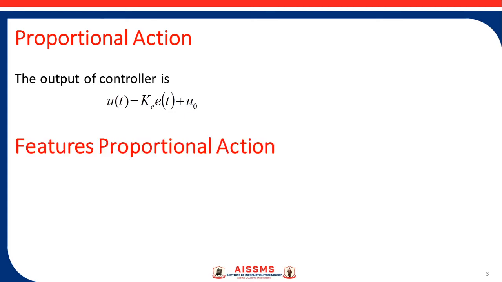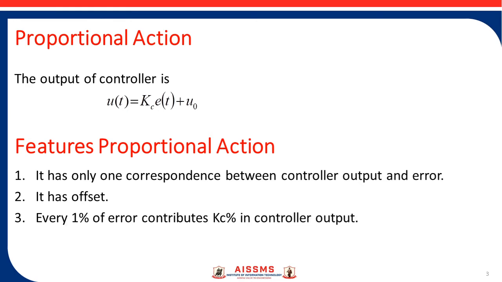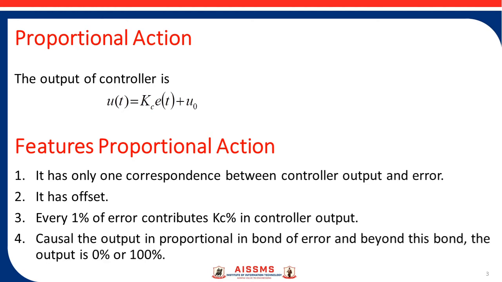Now features of proportional action. It has four features. First one is the proportional action has one-to-one correspondence between controller output and error. It has offset. Every 1% of error contributes Kc% in controller output. The output is proportional in a band of error, and beyond this band the output is 0% or 100%.